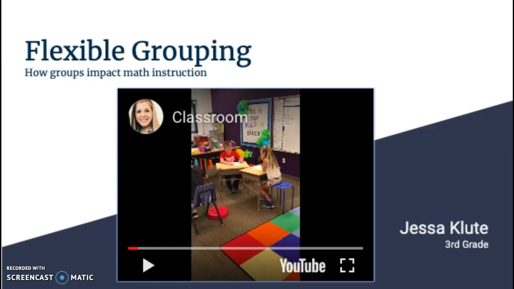I chose the topic flexible grouping and specifically how groups impact math instruction. I chose this topic because my math instruction tends to use blended learning strategies, specifically station rotations. I touched on flexible grouping this year, but I still relied on ability grouping at times in math.